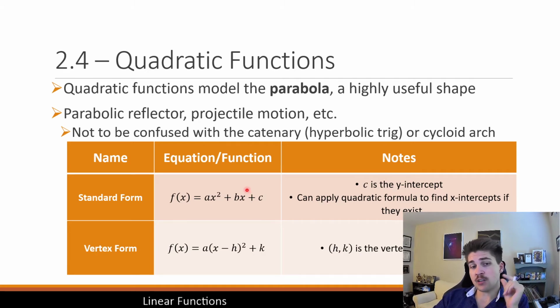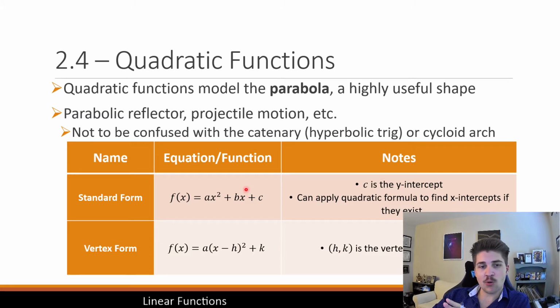Recall that the quadratic formula solves for the x-intercepts of the parabola, which we sometimes call the zeros or the roots, or we just use it to solve a quadratic equation. And we're going to review all that soon as well.